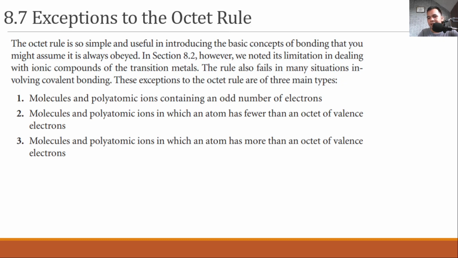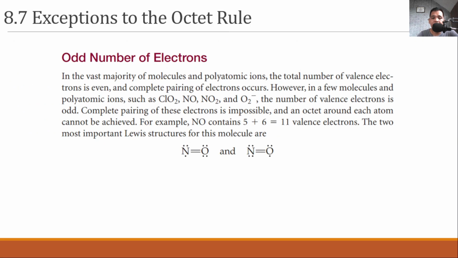So, of course, in chemistry, there are always exceptions to the rule, di ba? So, there are molecules or polyatomic ions containing an odd number of electrons. Meron din tayong fewer than octet valence electrons. And meron din tayong more than octet. In the case of odd numbers, we have the examples of nitrogen monoxide and nitrogen dioxide. If you notice, it only contains 5, 6, 7 electrons.